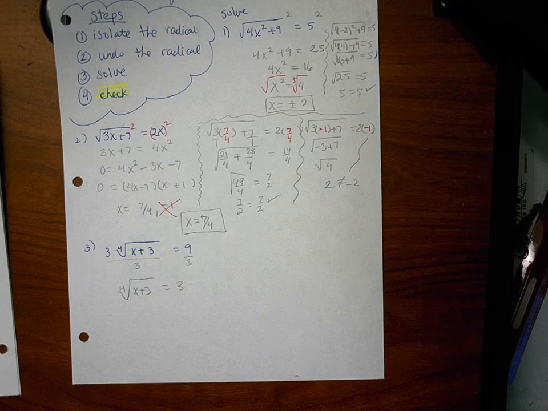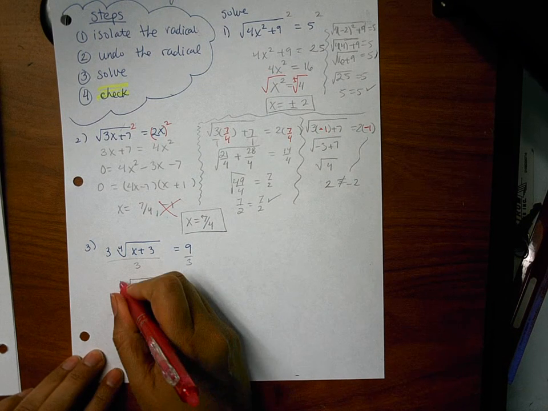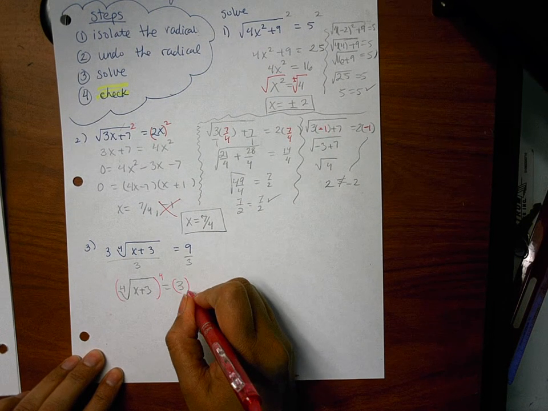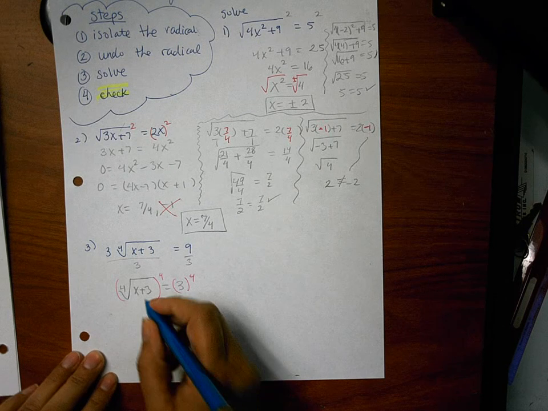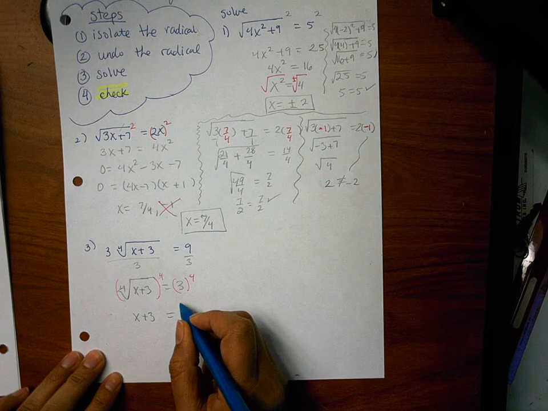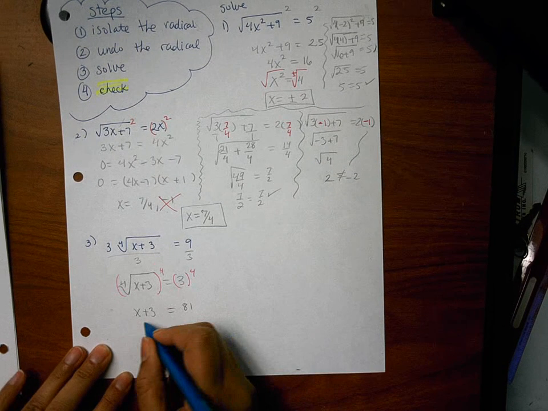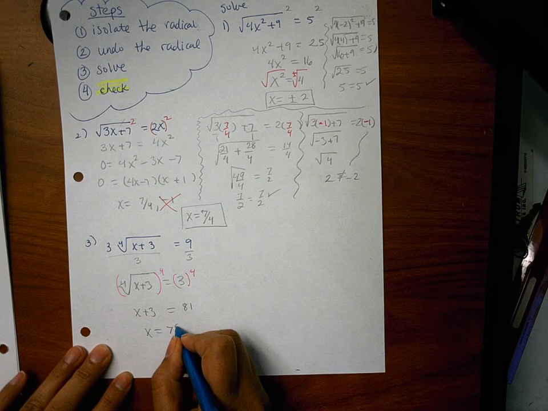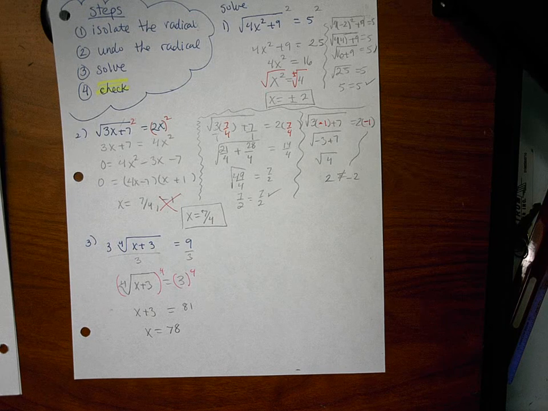Step 2, undo the radical. Instead of squaring both sides, I'm going to raise both sides to the 4th power. Those undo each other because they're inverse operations. X plus 3 equals 3 to the 4th is 81. Subtract your 3, x equals 78.